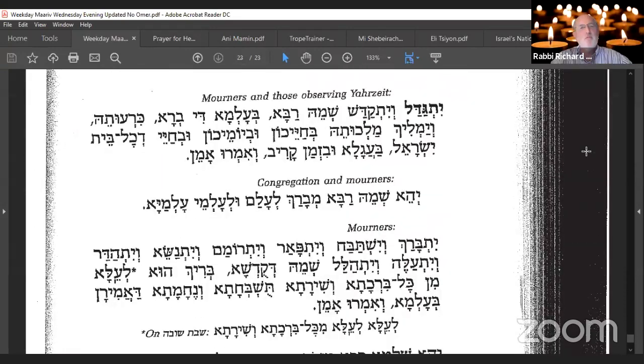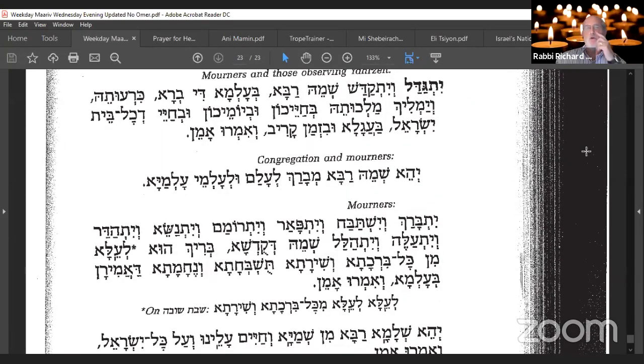One more time, the Mourner's Kaddish. Those of you reciting the Kaddish may open your microphones. And again, we rise for the words as we recite them together, those of you saying Kaddish.